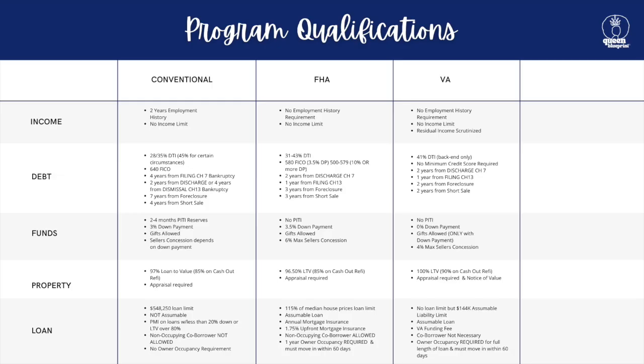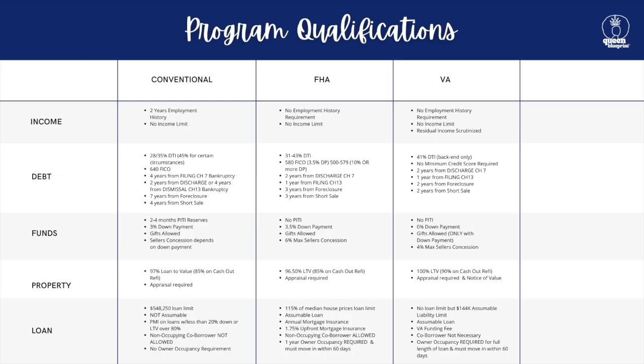41% DTI back end only, no minimum credit score required. You can get a VA loan 2 years from discharge from a Chapter 7 bankruptcy, 1 year from filing a Chapter 13 bankruptcy, 2 years from a foreclosure, 2 years from a short sale. They don't care about your pity.